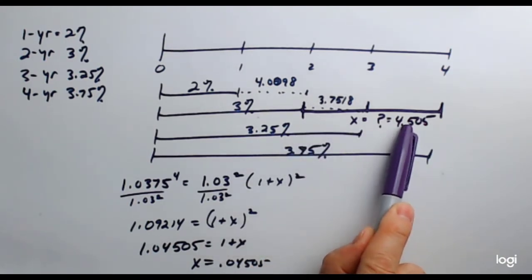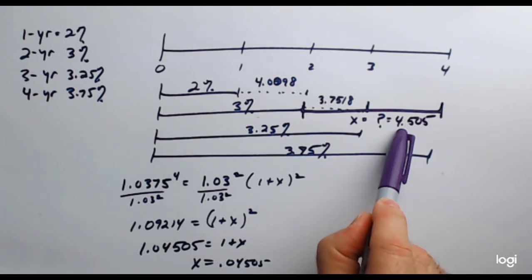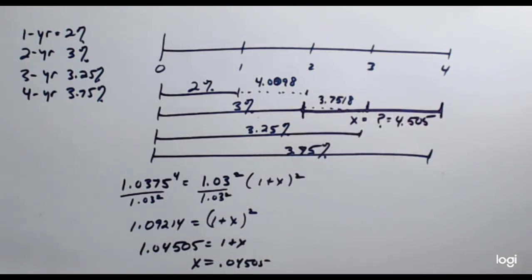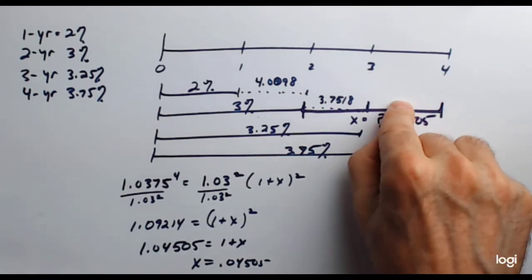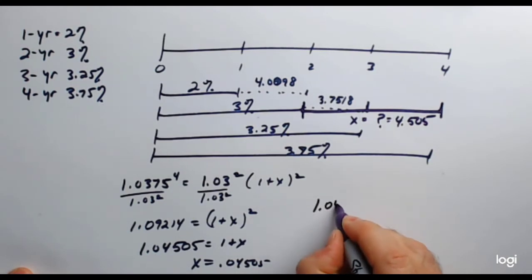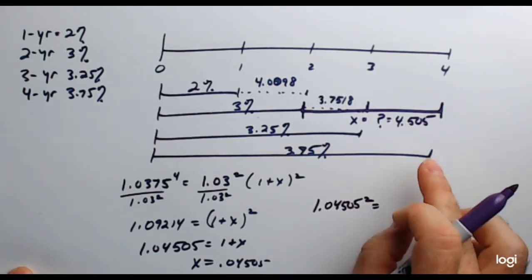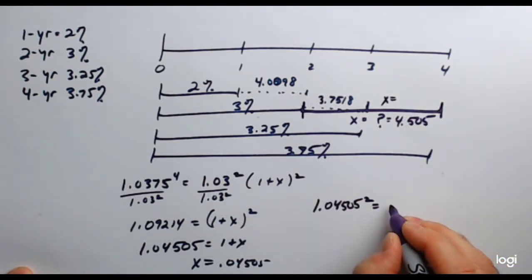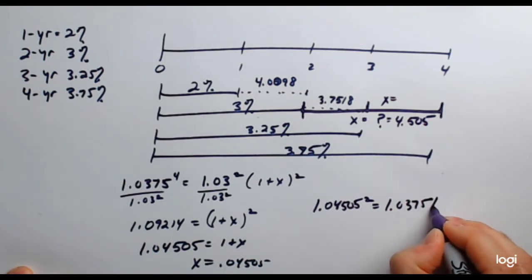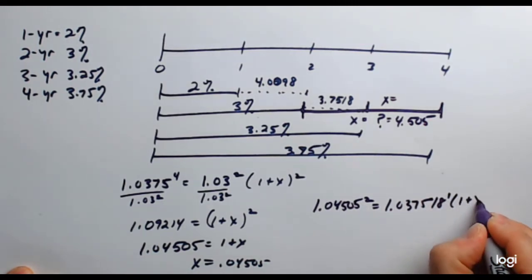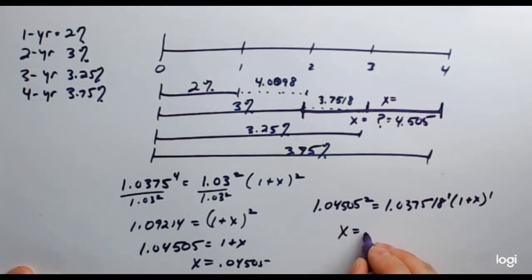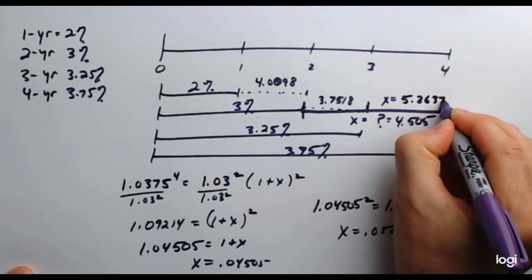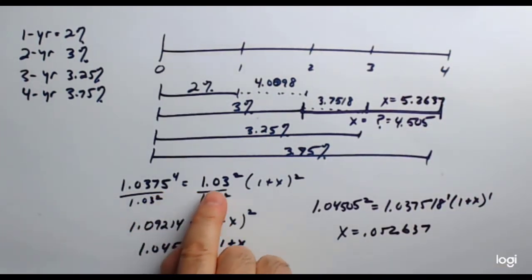So now it's pretty easy to be able to say, look, 1.04505 squared equals 1.037518 to the 1 power times (1 plus x) to the 1 power, and we end up solving for this interest rate right here. I'll do it for you really quickly. 1.04505 squared equals, so we're indifferent between investing here or investing here and then rolling it over to this new interest rate, x. And we solve for x, we get x equals 0.052637, and so this is 5.2637%.